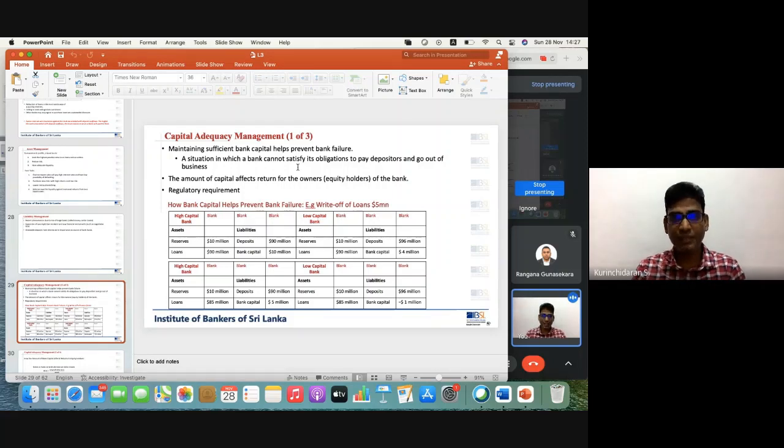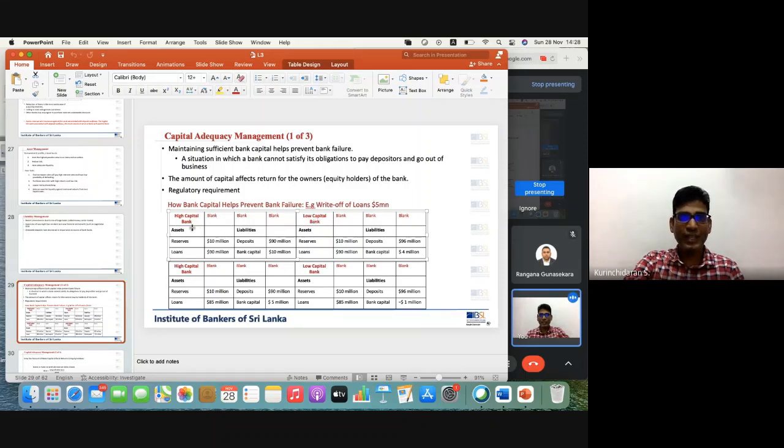Right? I take an example. In your bank, a customer defaulted, right? You are going to write that off. Let's assume $5 million you are going to write off. Let's assume what will happen. Now I take here two banks, right? The first table, I take here two banks. One bank is a high capital bank, another bank is a low capital bank.